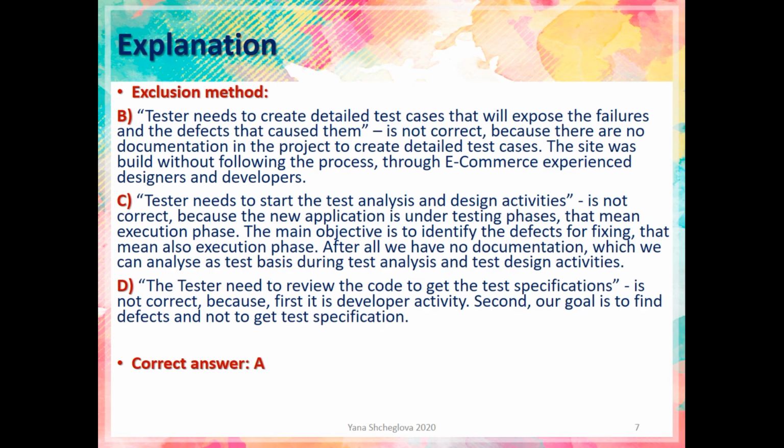D. The tester needs to review the code to get the test specification. Is not correct because, first, it's a developer's activity. Second, our goal is to find defects and not to get the test specification. Hence, again, the correct answer is A.